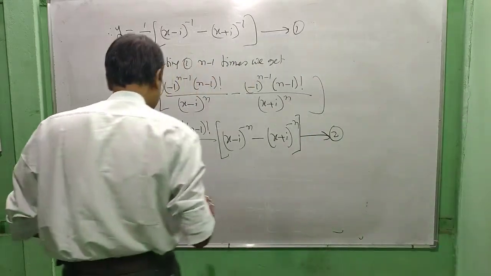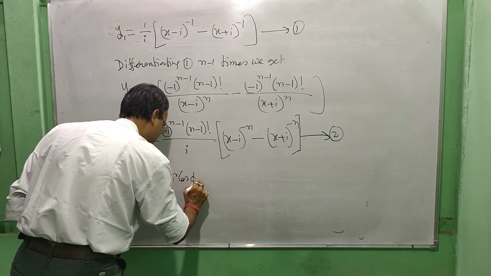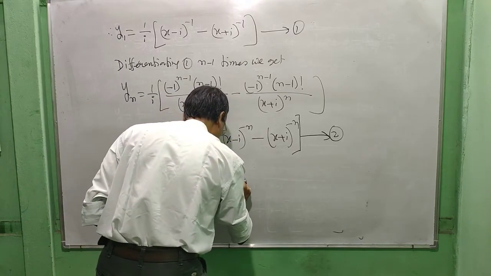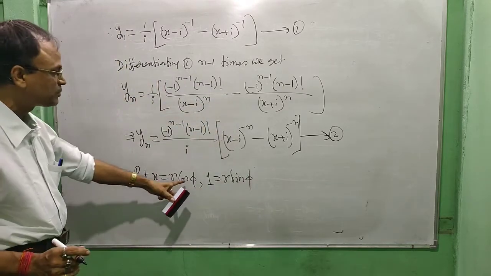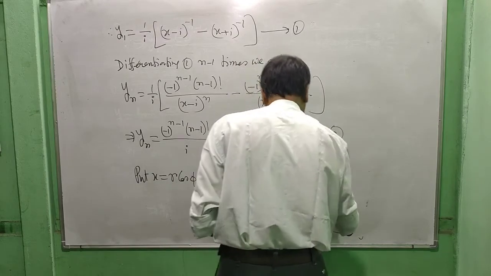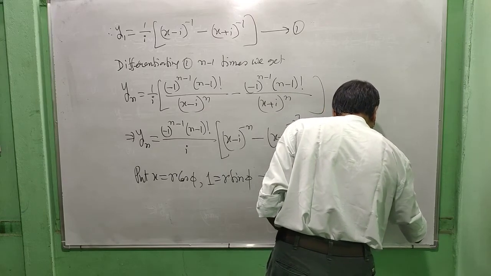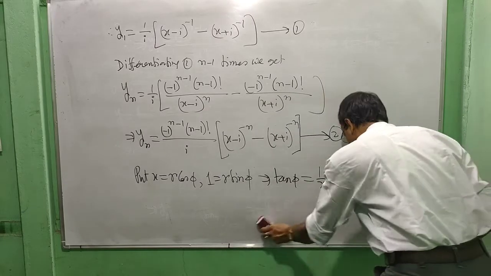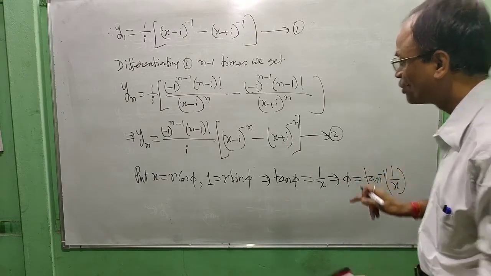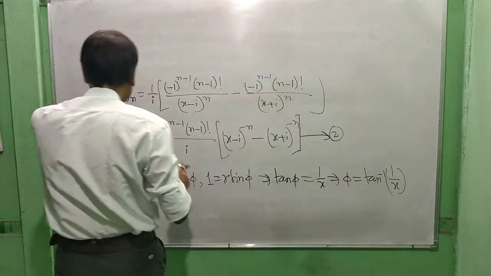Now put x equal to r cos phi and 1 equal to r sin phi. This means tan phi equal to 1 by x, so phi equals tan inverse 1 by x, or cot inverse x. Therefore, from 2, we have the following.